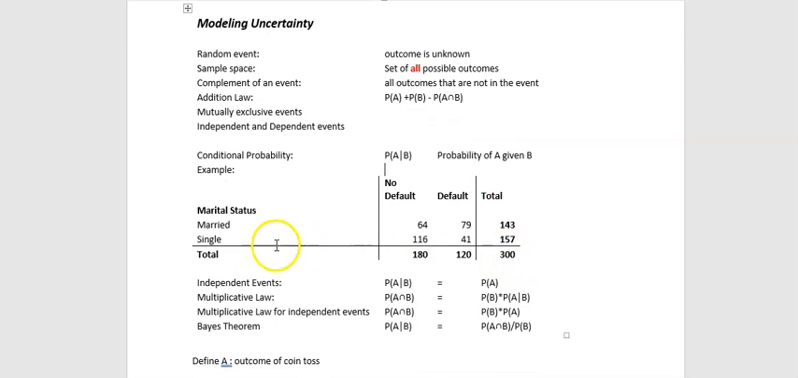Let's work with this example that I have on this table. This is data taken from a sample of a bank's records on how many of its customers have defaulted on their mortgage payments and how many have not defaulted on their mortgage payments. An additional piece of information that we have in this case is whether or not the customers were married or single. So let's move on to Excel to elaborate on how to calculate conditional probabilities with the help of this example.